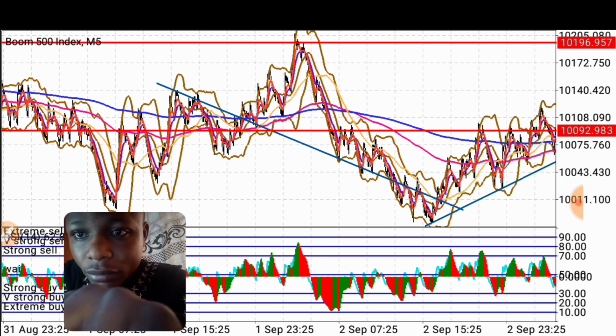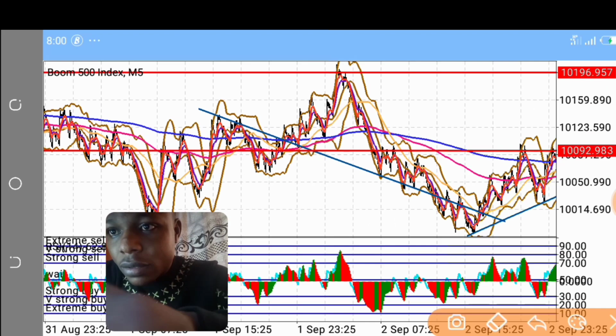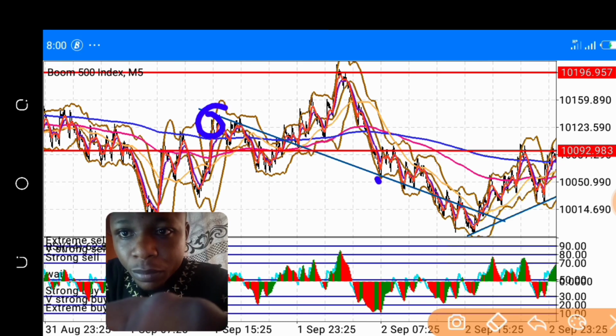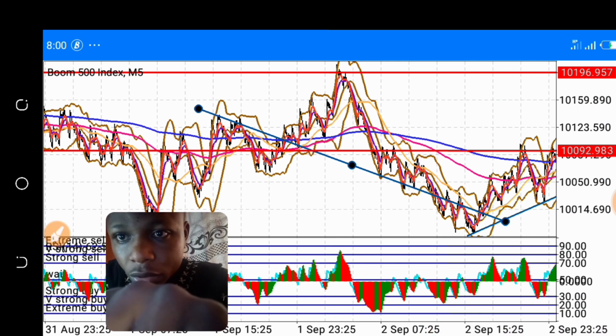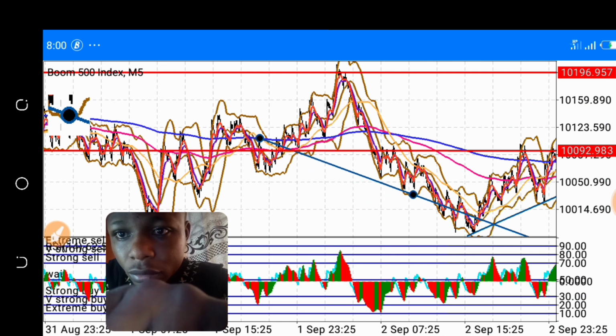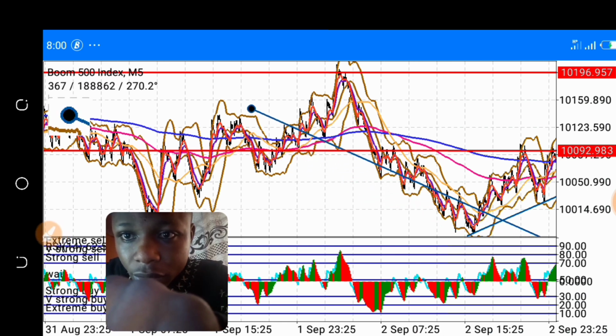You can draw it down. You see, from this resistance down to this support, when this market touched this line again, it respected it and bought. So now that it has formed another lower low, you can now shift it.